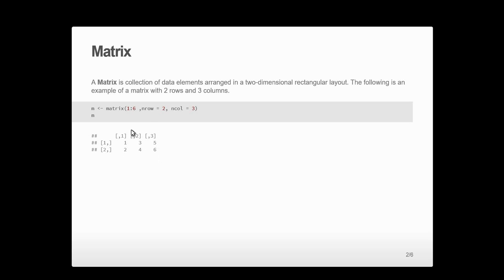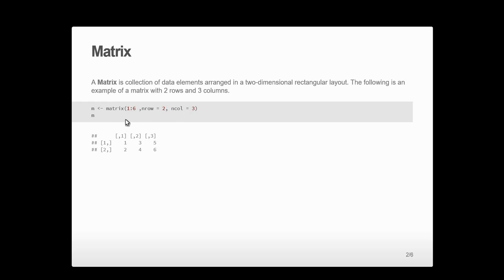And to define this type of matrix, the command is something like this. You have to pass on the function matrix, then the values 1 till 6. So you can see here from 1 till 6 the value is passed, and then the number of rows and the number of columns you want your matrix to be.